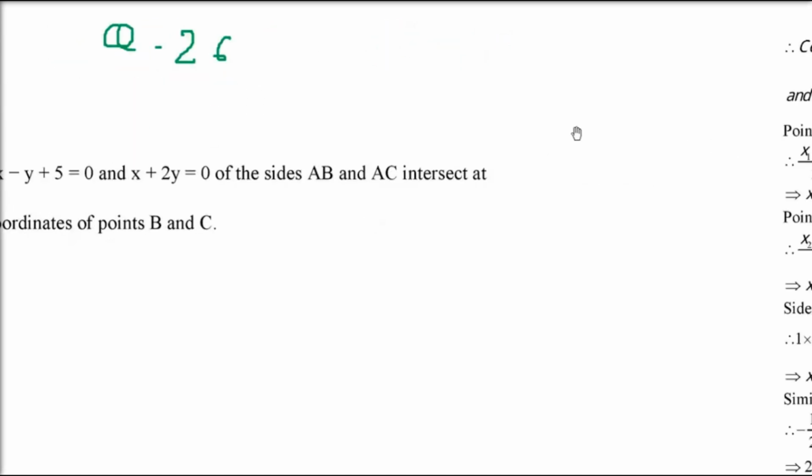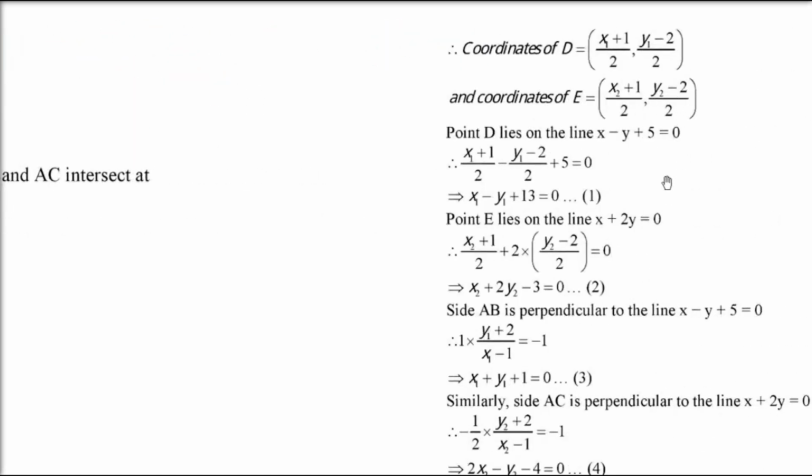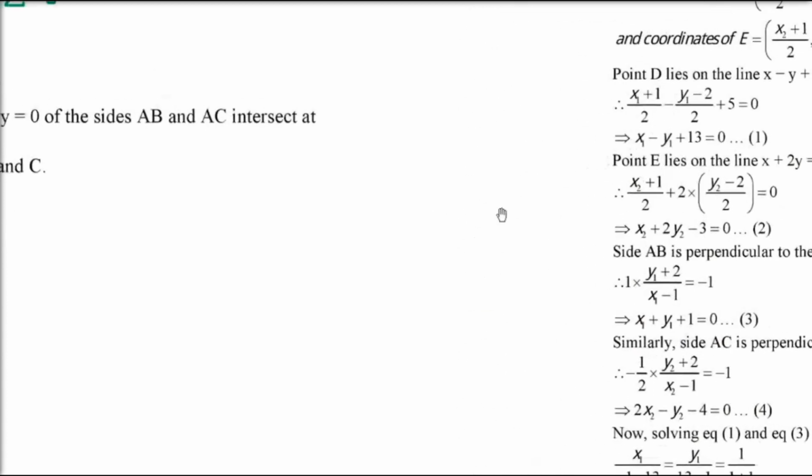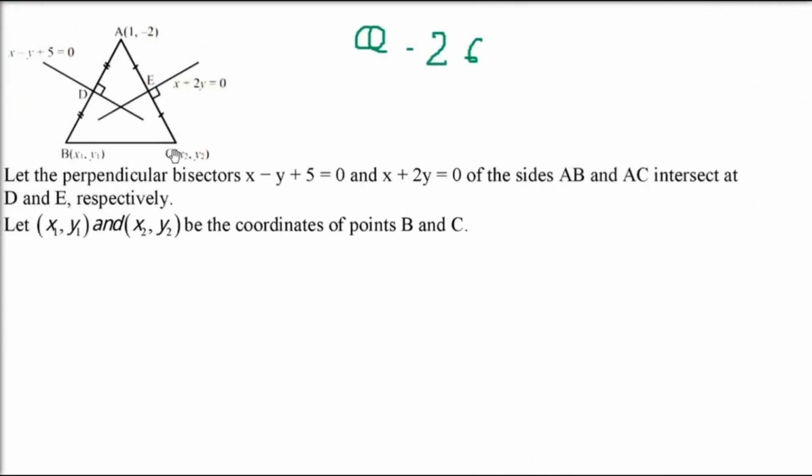So what are you going to get? We put the two points into x + 2y, because they satisfy it. So you get one equation for x1, y1 and one for x2, y2. As I said, there are four variables, so we need two more equations. We'll use the slope multiplication: the slope of AC and the slope of the perpendicular line multiply to give minus 1.